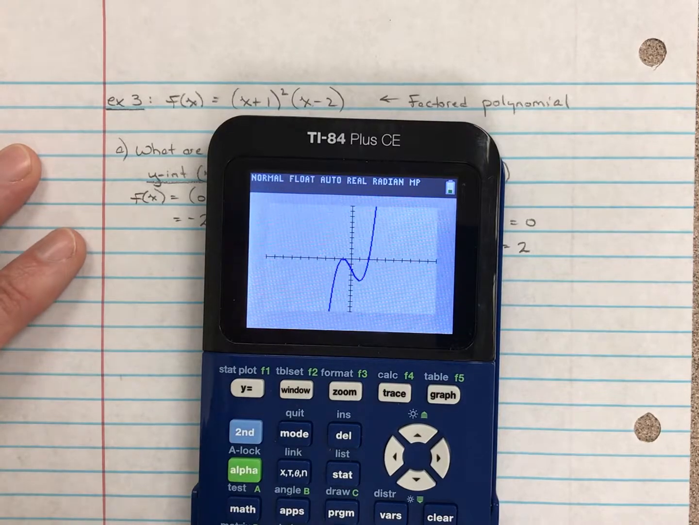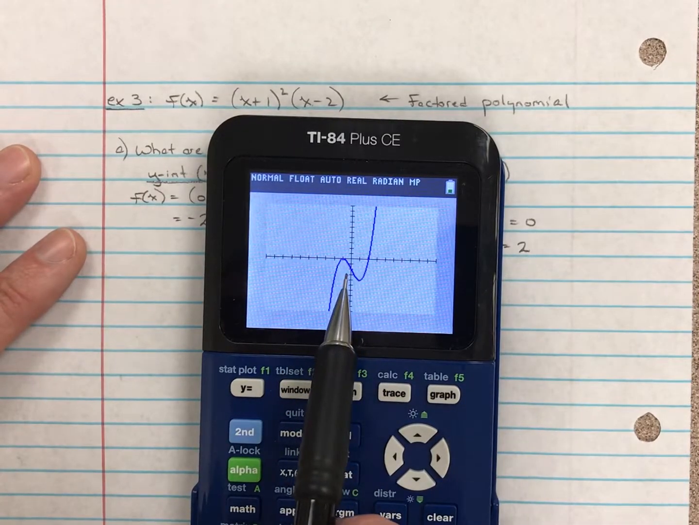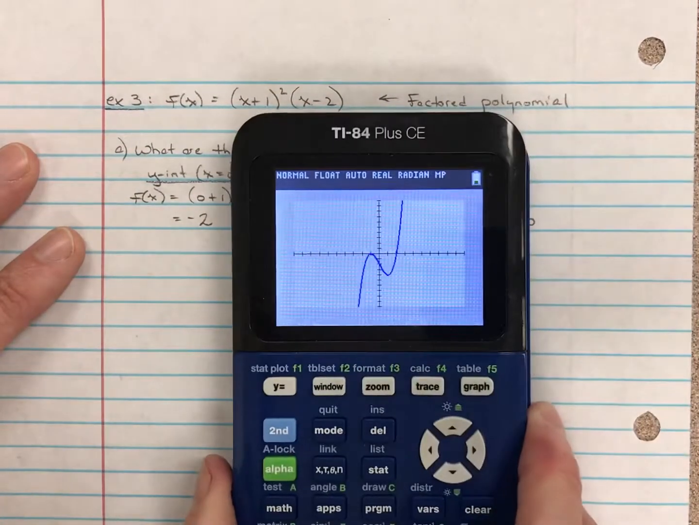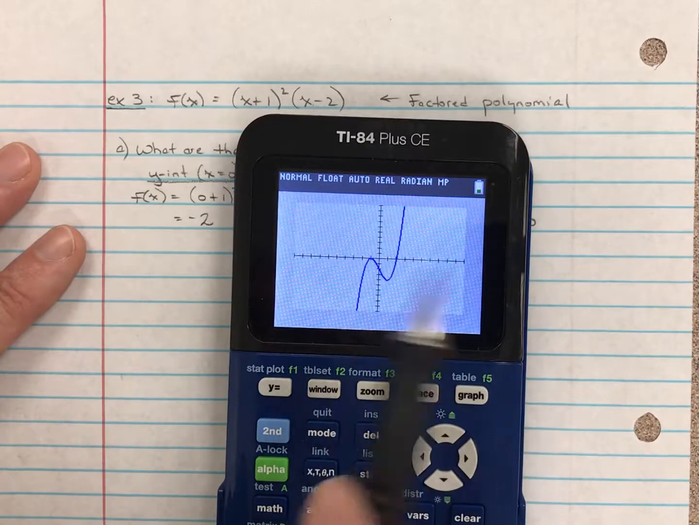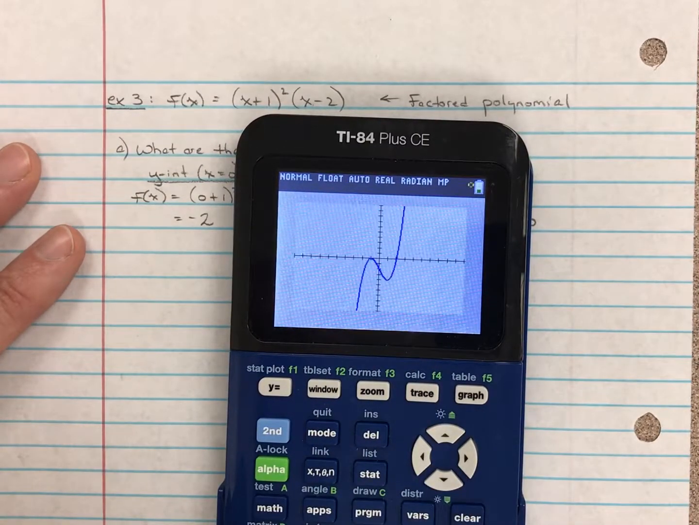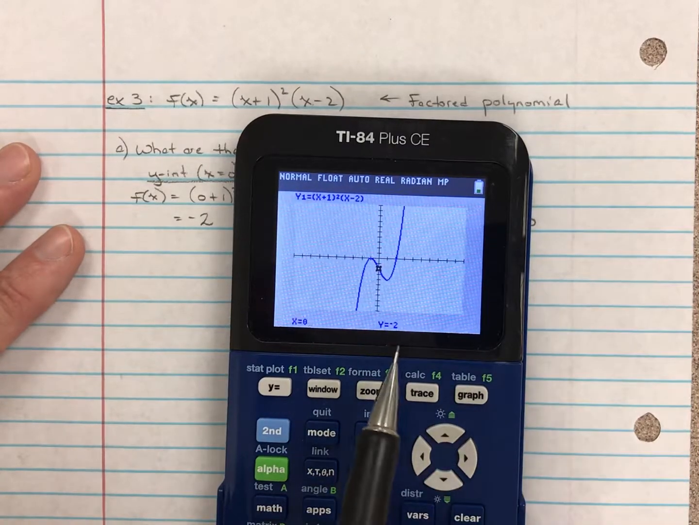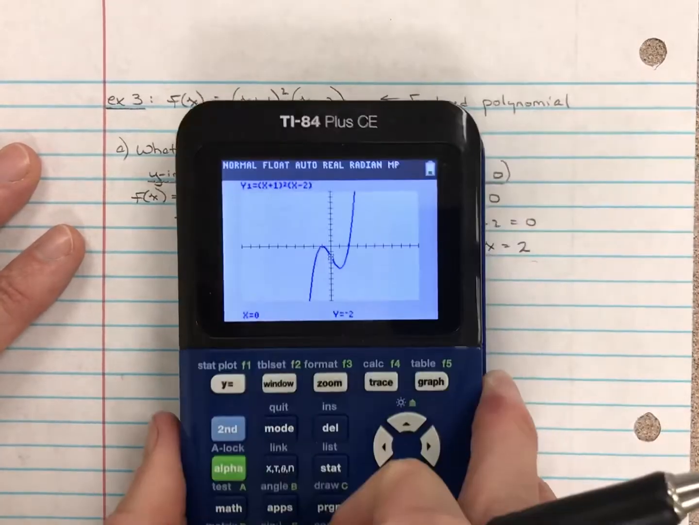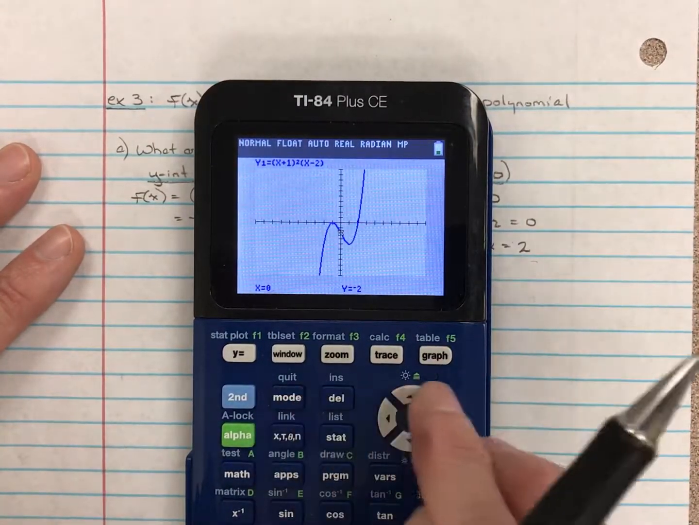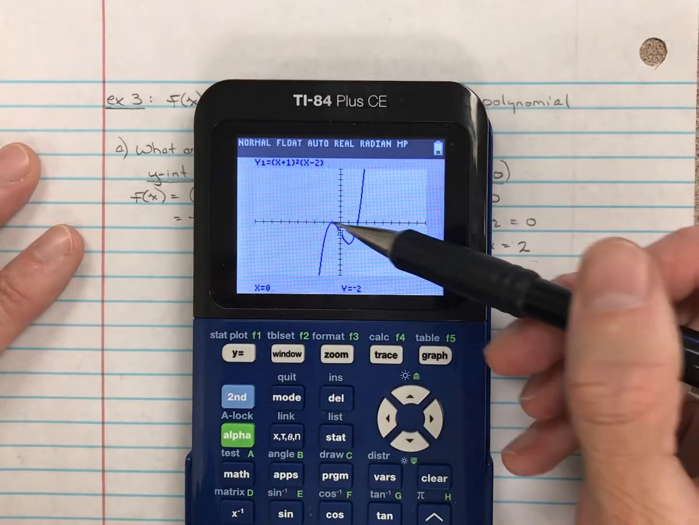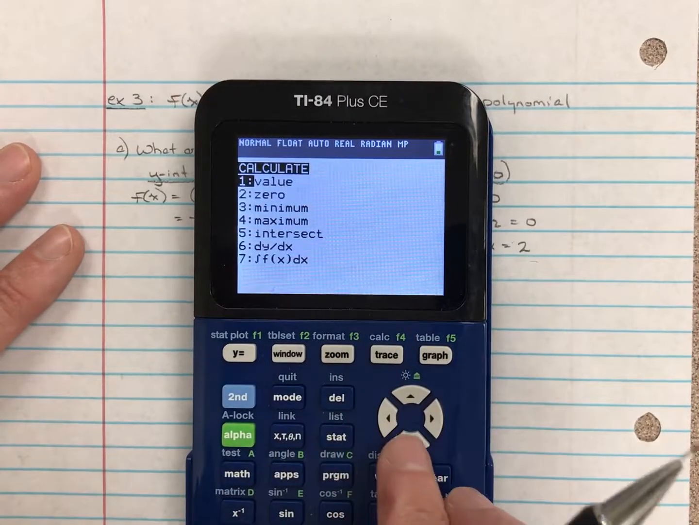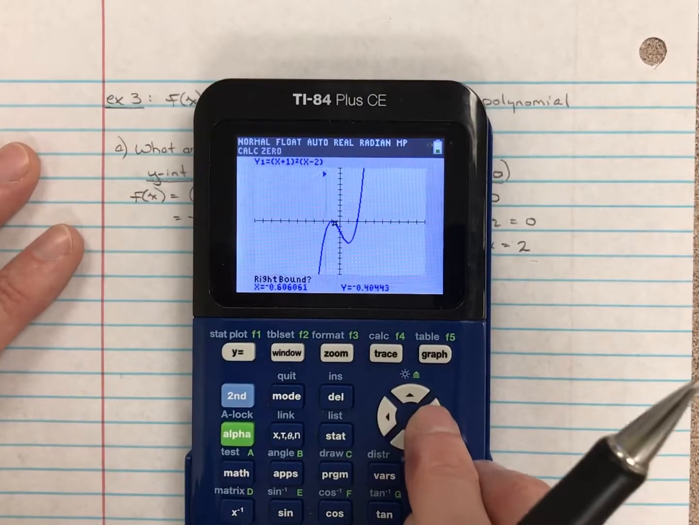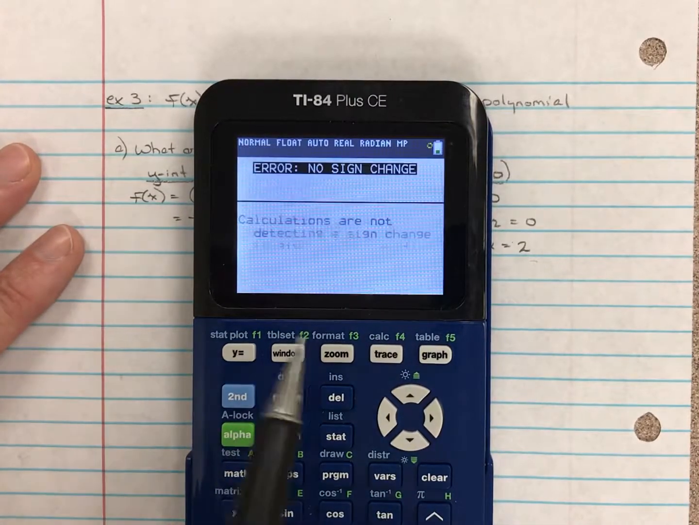We can see that it crosses the y-axis at negative 2, which we see right here. If you want to, second calc value, when x is 0, what's y? Y is negative 2. And you can see that our zeros are negative 1 and positive 2. Again, if you want to calc your zeros, just use your left and right, set your bounds, and have the calculator find it for you.